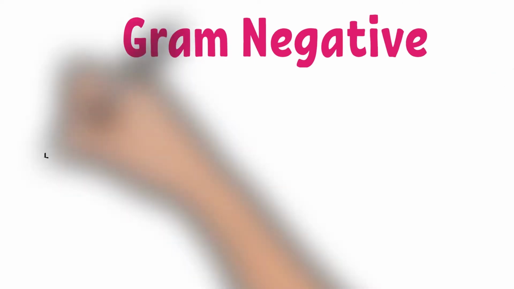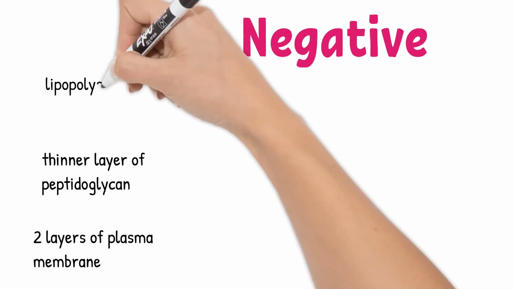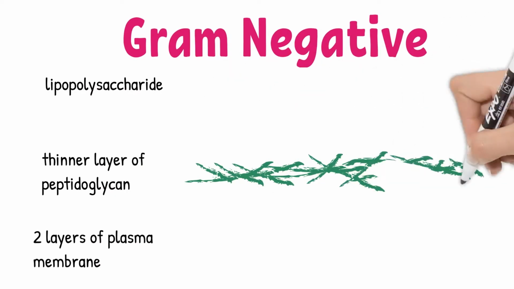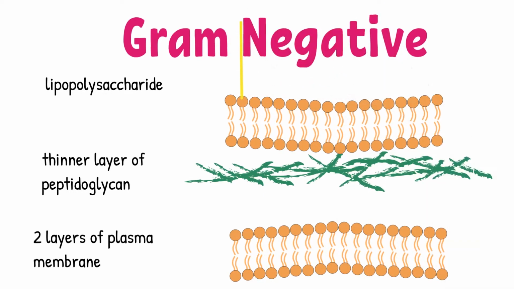Gram-negative. Gram-negative has similar components to gram-positive cell walls, but gram-negative has a thinner layer of peptidoglycan, two layers of plasma membrane, and polysaccharide.